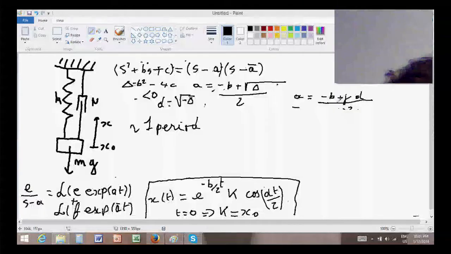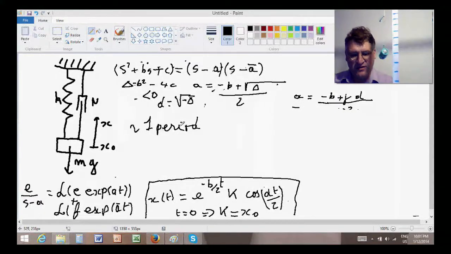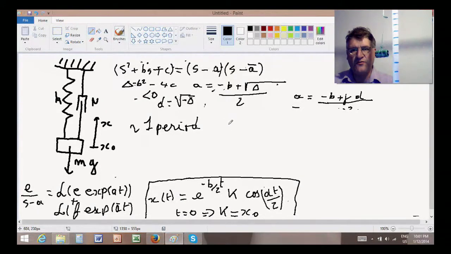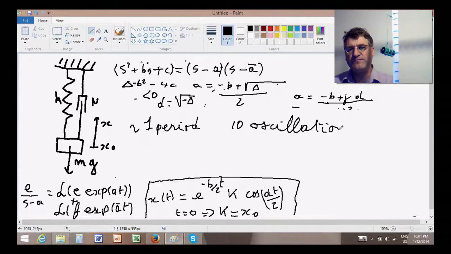Okay, so I have counted about 10 oscillations, where the last ones are, by the way, very small. And this seems to have happened over the course of 5.8 seconds.